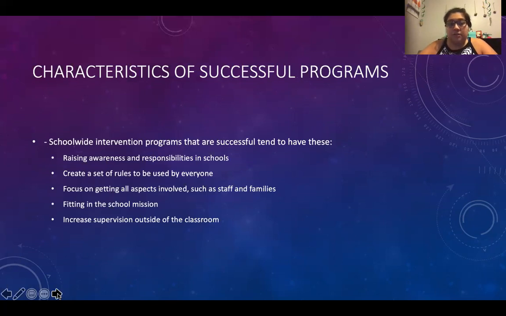These are some of the school-wide intervention programs. Raising awareness and responsibility in schools, creating a set of rules that are used for everyone. It's that uniform set of rules where there's no exception. Focus on getting all aspects involved. That's staff, that's the students, that's family members, all working together. And again, fitting in that school mission, and increasing supervision outside of the classroom.